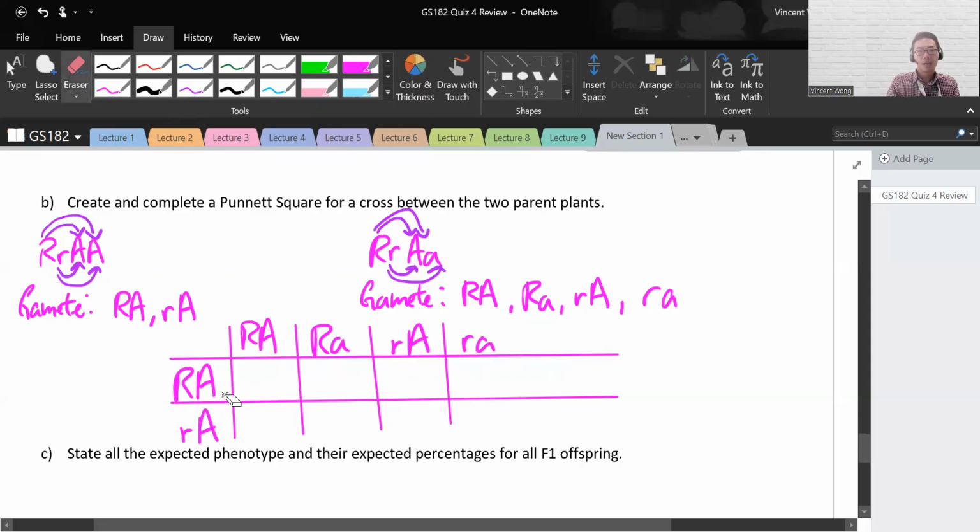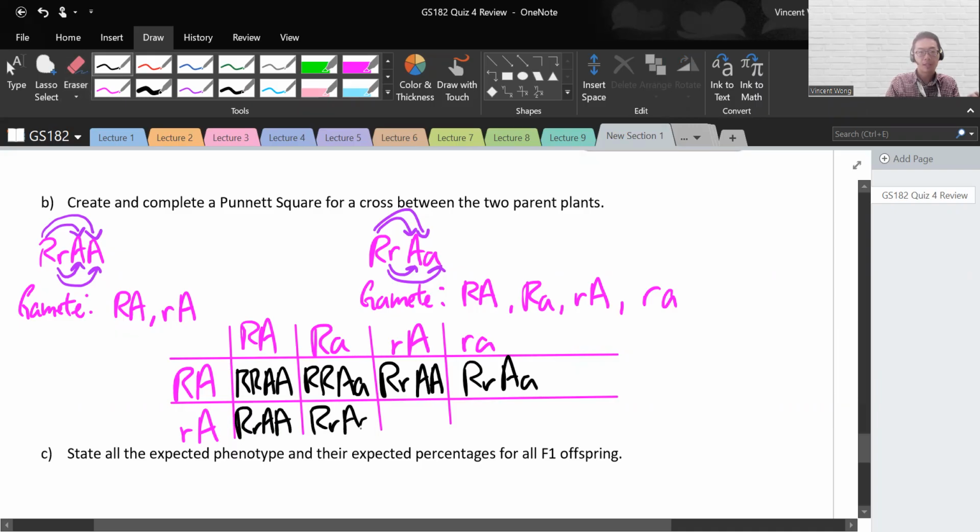So now we're going to combine these gametes. Let's say this pollen fertilizes that egg. Let me use a different color here. We're going to get big R, big R, big A, big A. Next one is going to be big R, big A, small a. And we just copy the letters, right? Big R, small r, big A, big A, big R, small r, big A, small a, and so on and so forth. You just complete the Punnett square like we've done in class.